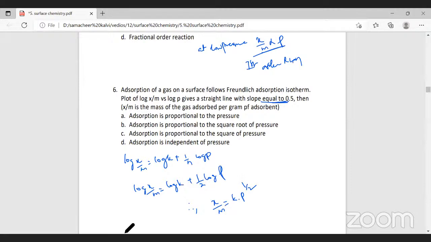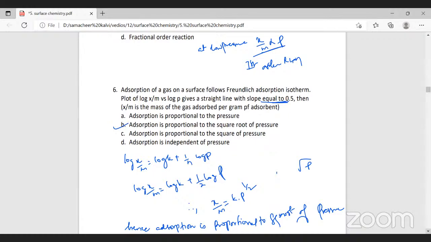From this, we understand that adsorption is proportional to the square root of pressure. P to the power half can be written as square root of pressure. Hence, the answer for this question is adsorption is proportional to the square root of pressure. It is option B.